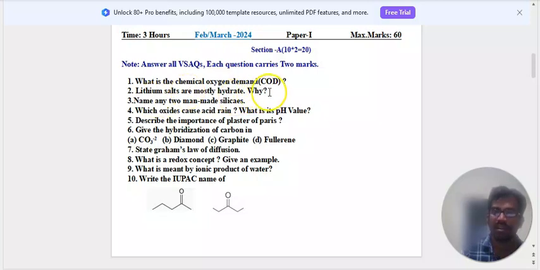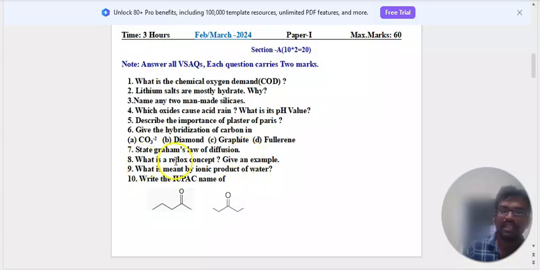So what is chemical oxygen demand? This is already repeated. And second one, lithium salts are mostly hydrated. Why? And name any 2 man-made silicates. And fourth one, which oxides cause acid rains? What is the pH value? And fifth one, describe the importance of plaster of Paris, and give the hybridization of carbon in CO3, diamond, graphite and fullerene. And seventh one, state Graham's law of diffusion.